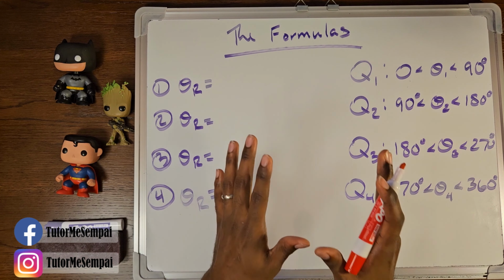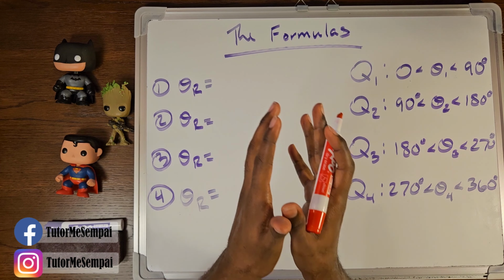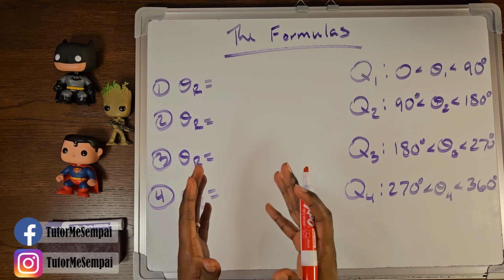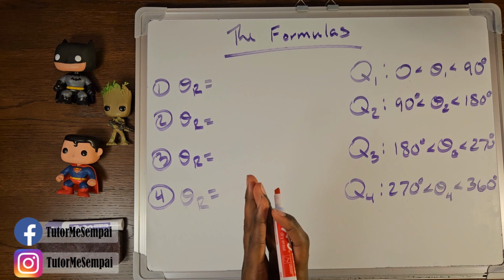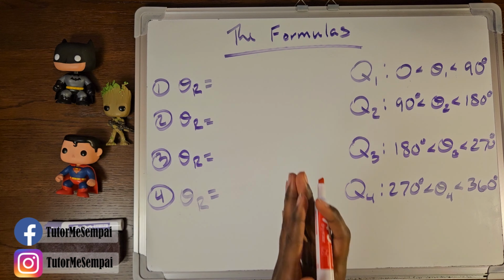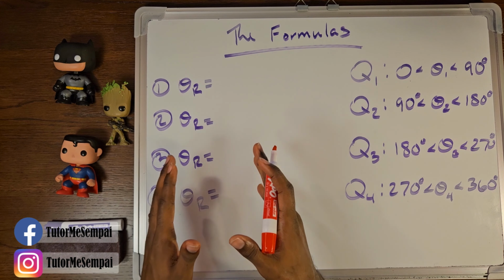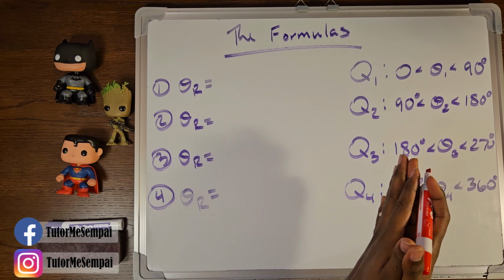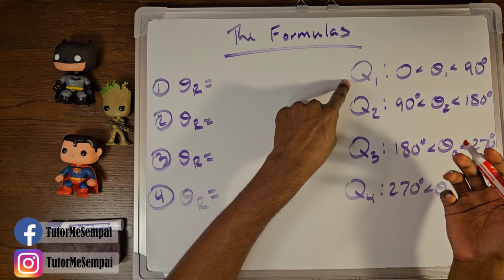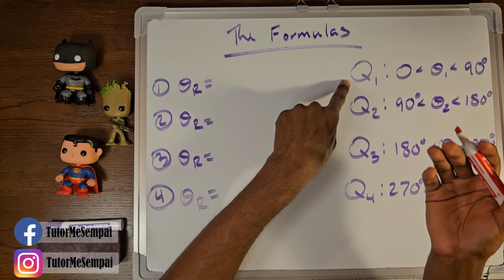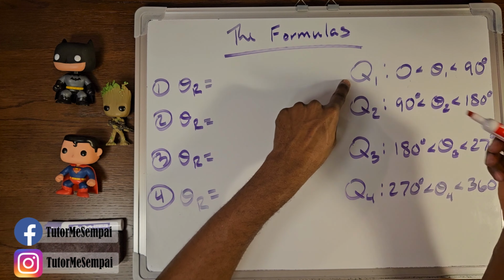Now, there's one real big thing that you need to know, and that's going to be where your boundaries are for your quadrants. If you don't have that understood by now, you need to make sure you get that, because these are not going to make much sense if you don't necessarily know where your boundaries are for your quadrants. So that means that your quadrant 1, any theta in your quadrant 1 is going to be between 0 and 90 degrees.